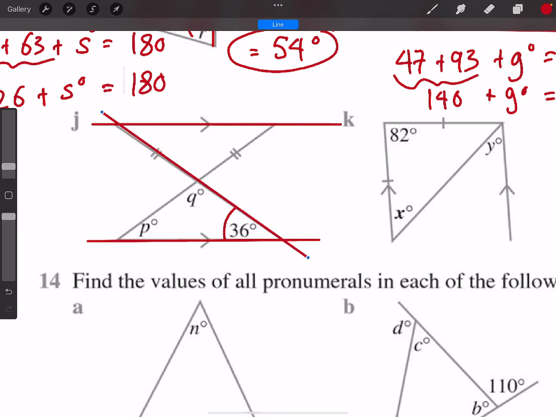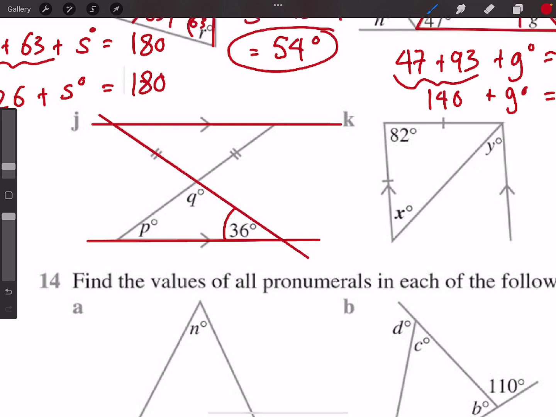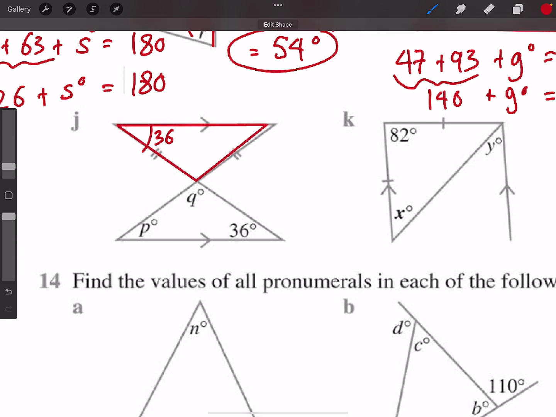Alright. If this is 36, this must also be 36. How does that help, you might wonder? Well, it doesn't help right away, but you'll see how it relates to the question. So now that I know this is 36, I can look at this. What kind of triangle is this again? This is an isosceles triangle, right?